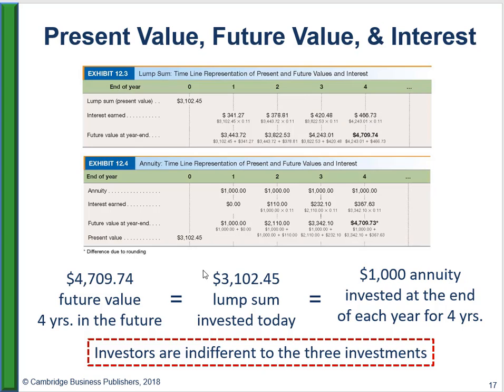And the authors are proving out here that an investor would be indifferent between $4,700 in 4 years, $3,100 today, or a series of $1,000 in each of the next 4 years. If we have an 11% interest rate, those 3 options are identical.